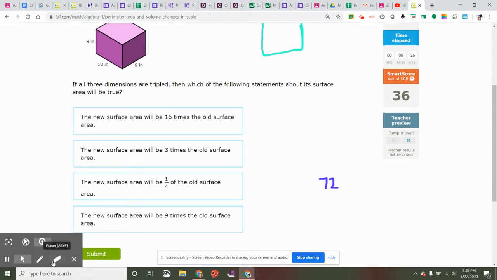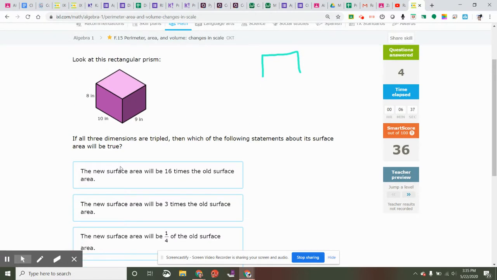Again, you're basically looking at how many of the dimensions of the original figure are multiplied by the scale factor. And a lot of times, if they're all affected by the scale factor equally, like this one says all 3 dimensions, then you can just multiply by the scale factor the same number of times that the figure is measured in. For example, if it's perimeter, it's measured in units. If it's area, it's measured in units squared. If it's volume, it's measured in units cubed.